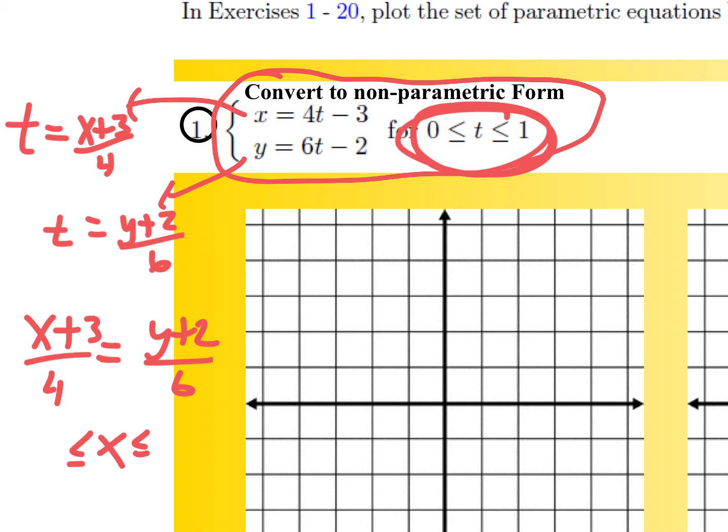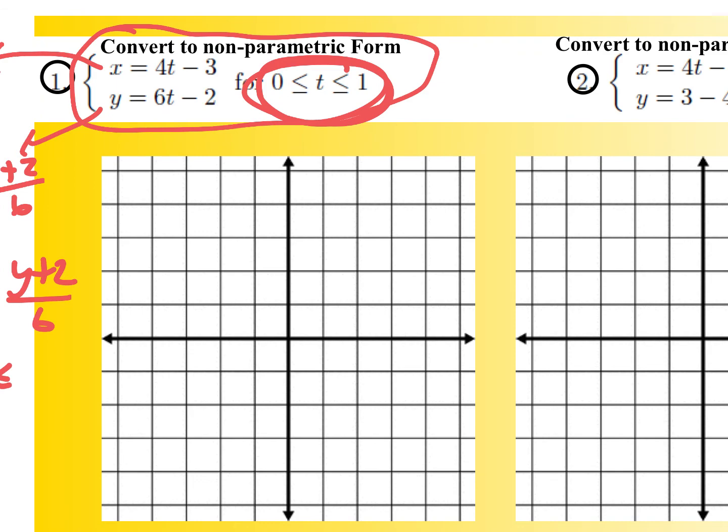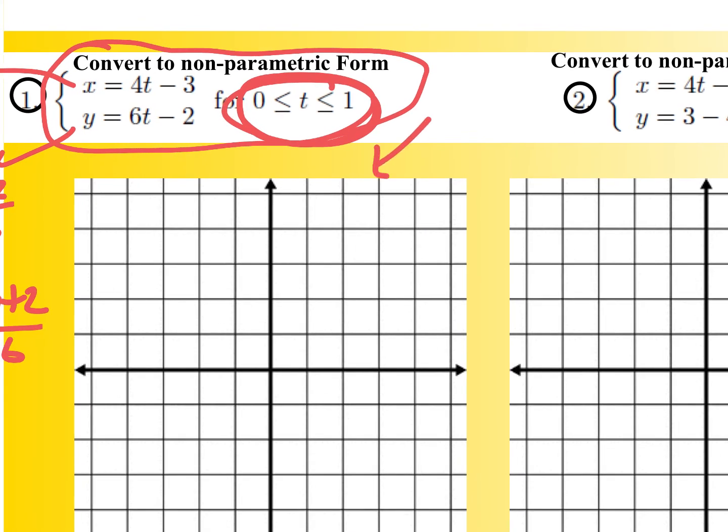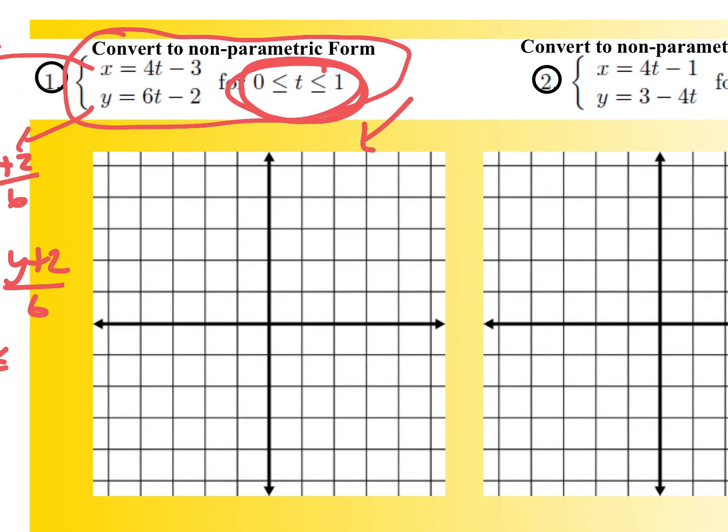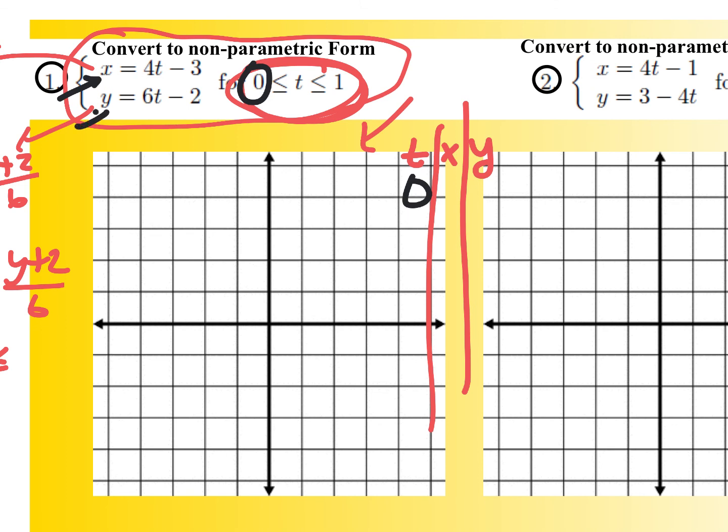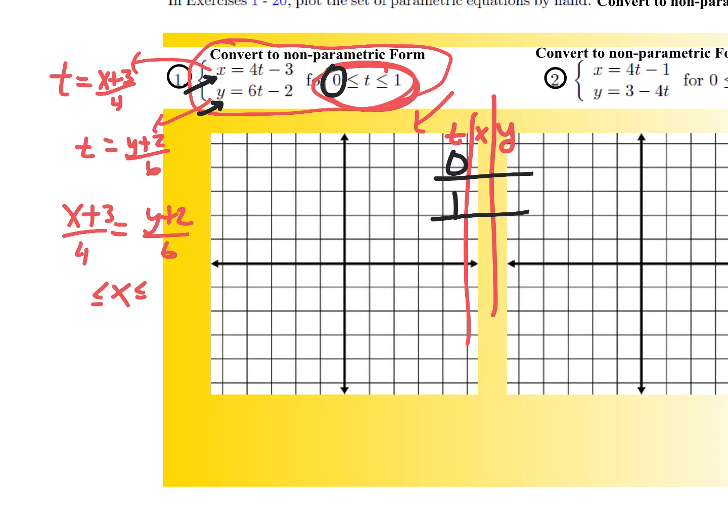Now, last time we just plucked that off the TXY chart. So actually, since you're going to have to graph it anyways, let's make the TXY chart now. TXY. Okay. T is 0 because of that. And I figure out what x and y would be. And then 1. And when you have those numbers for the t and the x and the y, then you'll know what x has to be between.